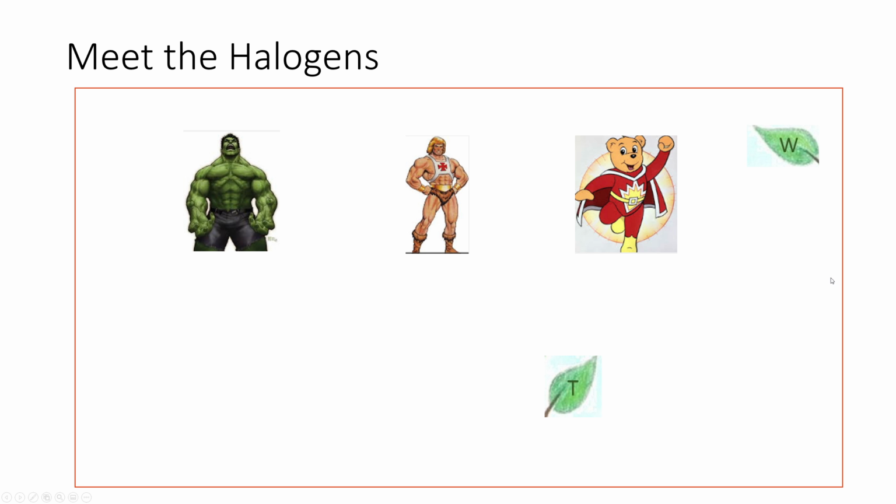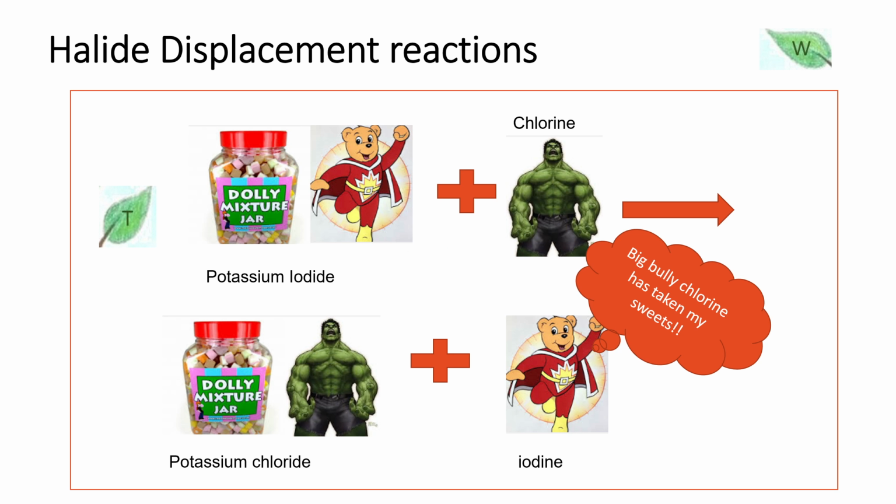Now what happens is we can have reactions that we call displacement reactions. Let's use the example of the Hulk. You can quite clearly see the Hulk is much stronger than this bear here. If the Hulk wants the dolly mixtures, he's going to take them, right? This represents a compound. The bear is trying to eat the dolly mixtures, they're his dolly mixtures. The Hulk is the element that is super strong, comes along, throws the bear out the way and takes the dolly mixtures for himself. So now you've got a new compound, and the more reactive thing has displaced the other. In this case, the bear is iodine, the Hulk is chlorine.